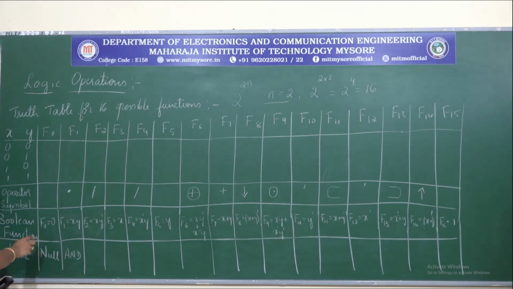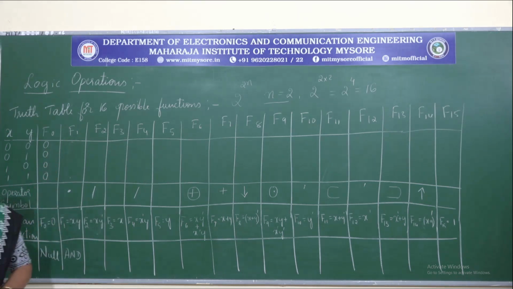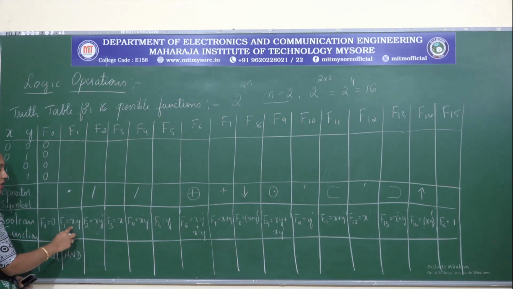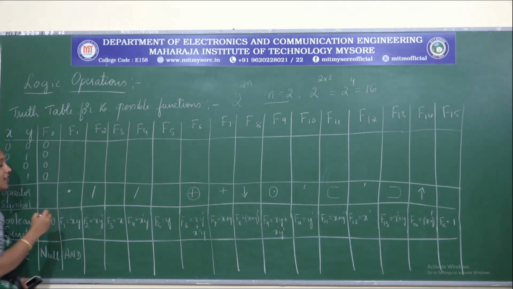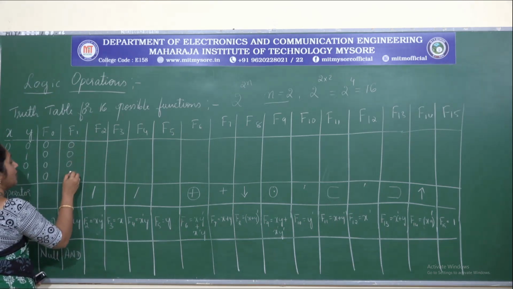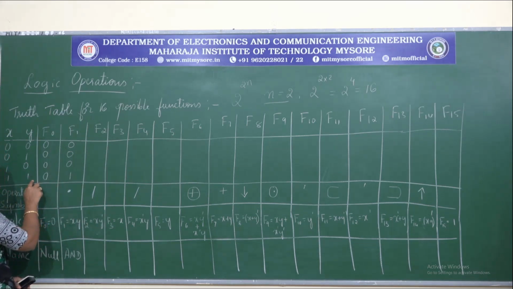In the first column I have written the Boolean function as f naught is equal to 0. So all the values we have for f naught are equal to 0. It is a constant 0. This is how we write the first possible function. Next function, f1 is equal to x into y, and the operator we have is dot. Therefore, it indicates a logical AND operation. The output of the AND gate is 1 only when both the inputs are equal to 1. For all other combinations the output is equal to 0.